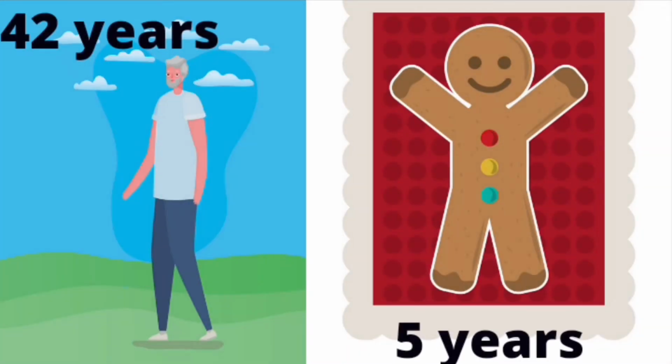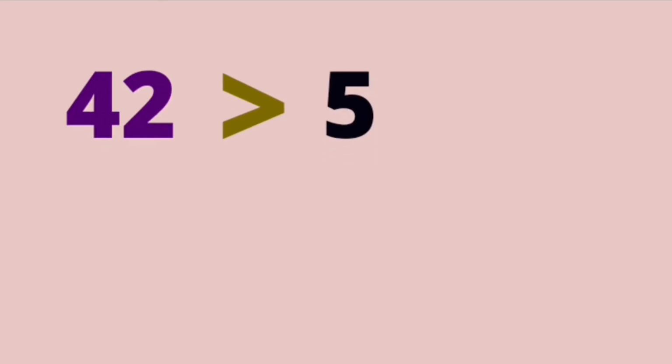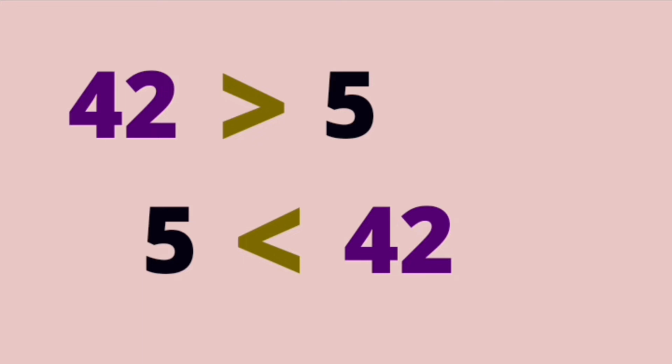If, for example, a man is 42 years old and his son is 5 years old, we can write this using the inequality sign by saying 42 is greater than 5. This also implies that 5 is less than 42. Did you see how we used the greater than sign and the less than sign?